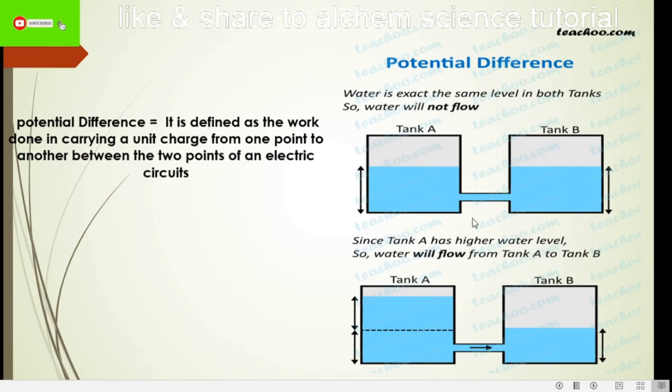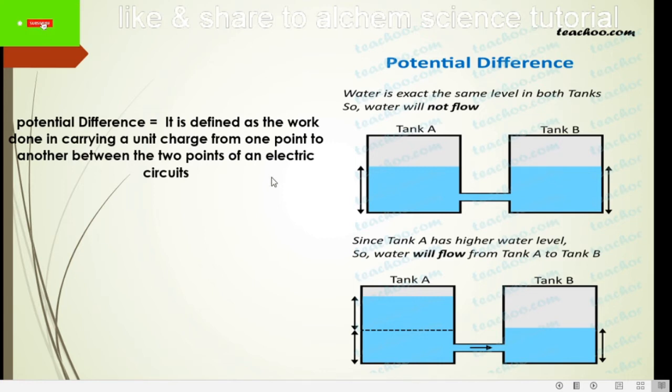So with the help of this diagram we can understand what is the actual meaning of electrical current. But right now, in the form of a definition, we will understand what is meant by potential difference. Potential difference is nothing but the work done while carrying one unit charge from one place to another place in an electrical circuit. That is called potential difference.